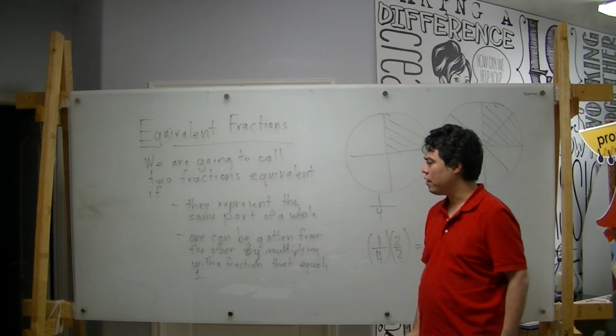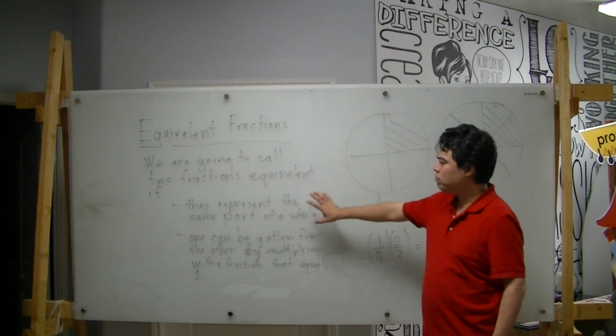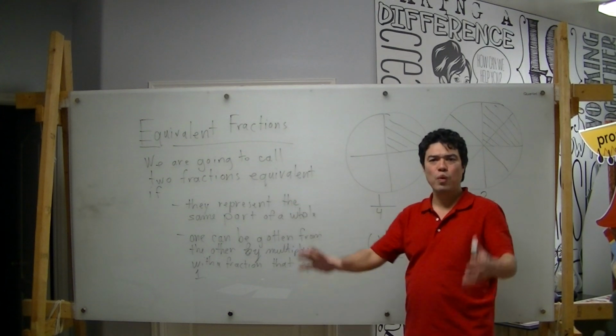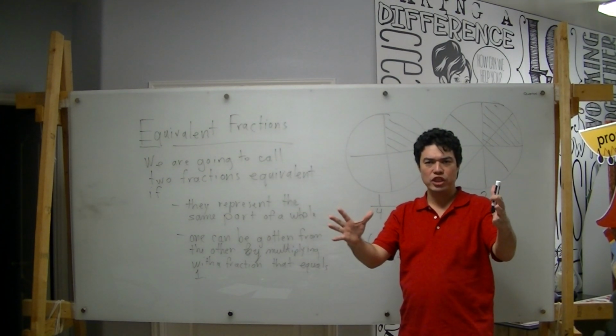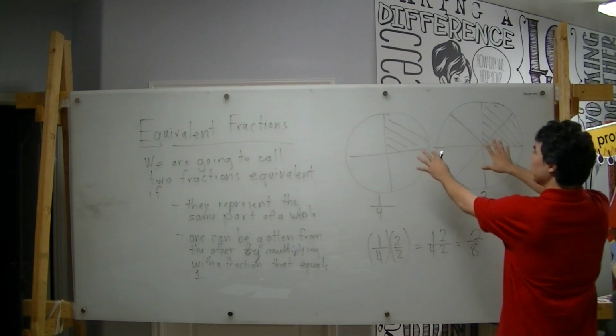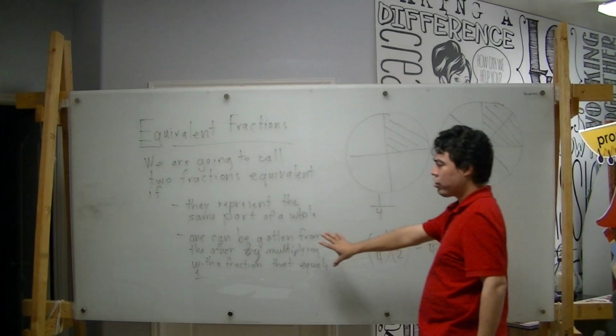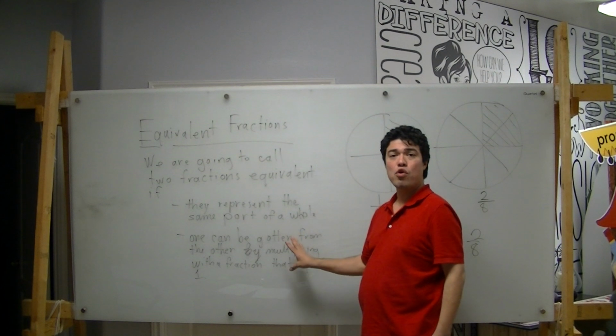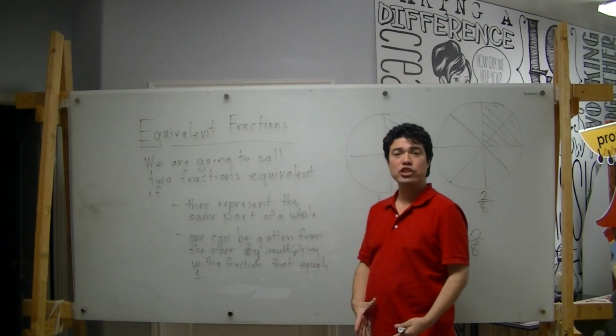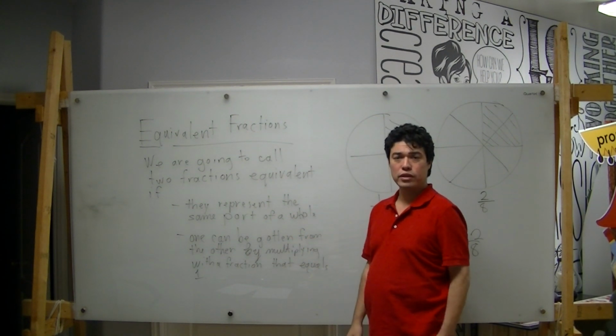And so we see here that these two conditions represent the same idea. This part captures what we intuitively believe two equivalent fractions to be. That they're two fractions that represent the same part of the whole. And this characterization allows us to go from one fraction to another fraction that's equivalent.